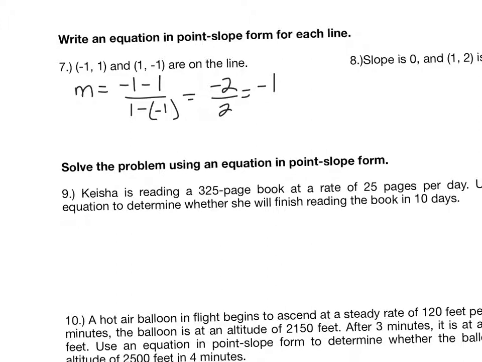Point slope form would be y minus, we could choose any of the points that we want. I'll go ahead and choose the first one. So y minus y1, which would be 1, equals our slope, -1 times x minus x1, when x1 is -1, so it would be x plus 1. And that's all. It just says to write it in point slope form. You don't need to change that to slope-intercept form.